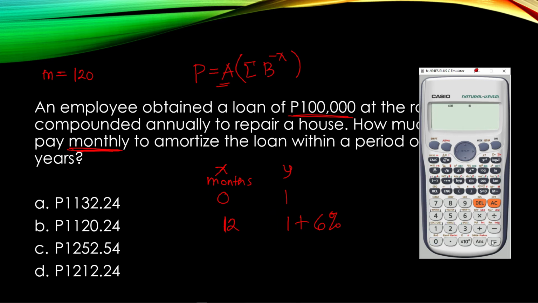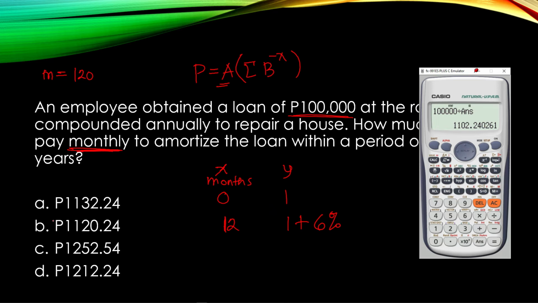Okay, so press equal sign and then divided by the ito. So 100,000 divided by ito to solve for the annuity. So 100,000 divided by the answer. So we have, ayan, so nasa choices na. Ay hindi, bakit parang mali?